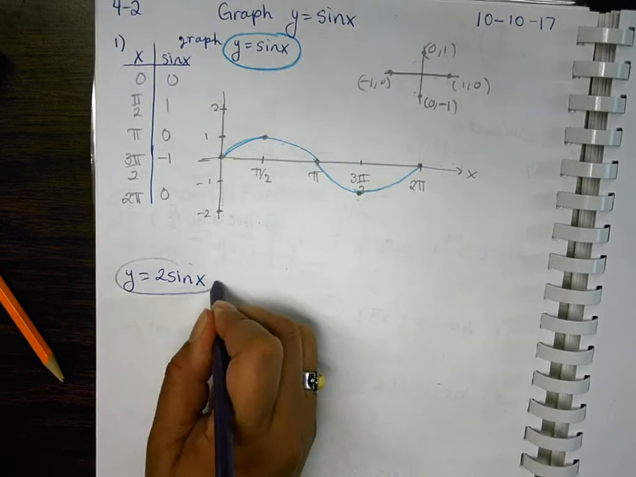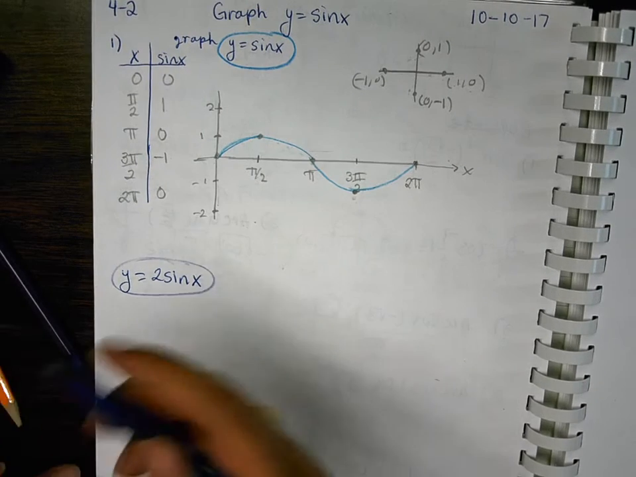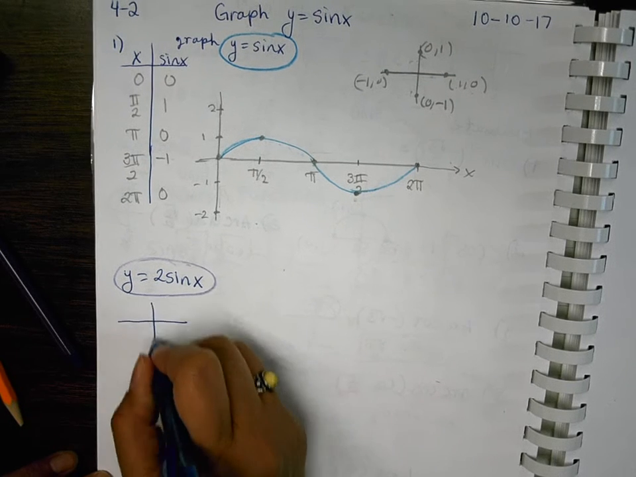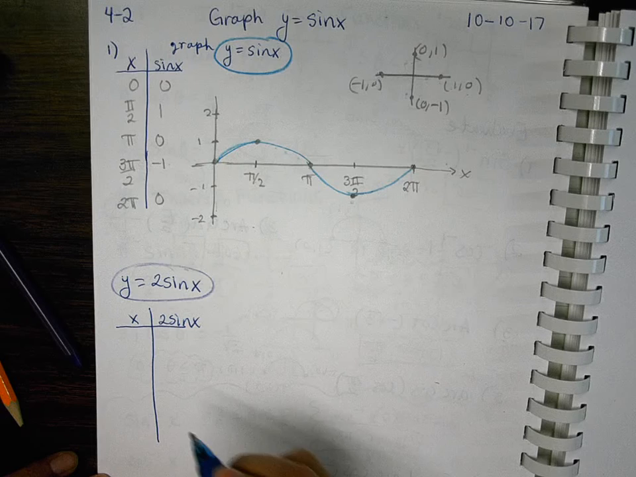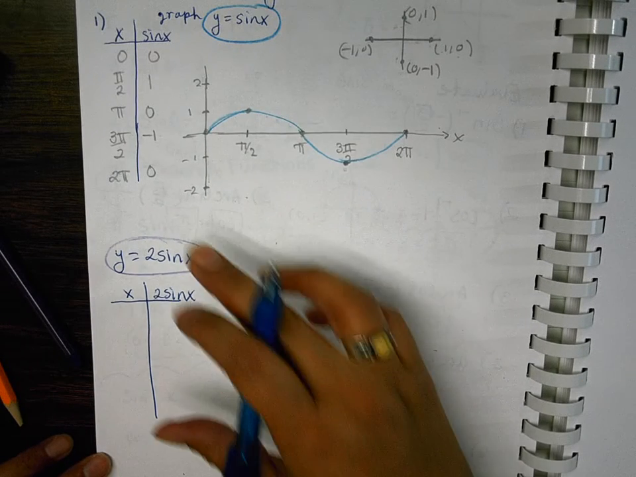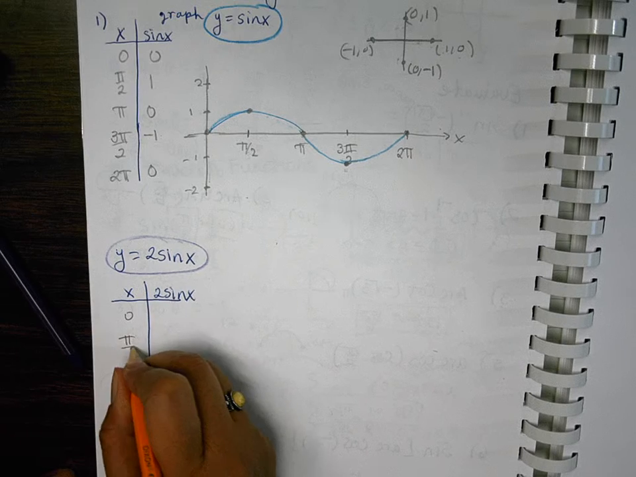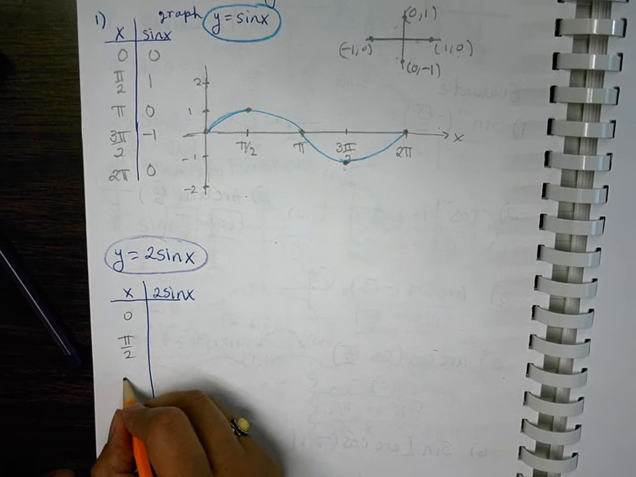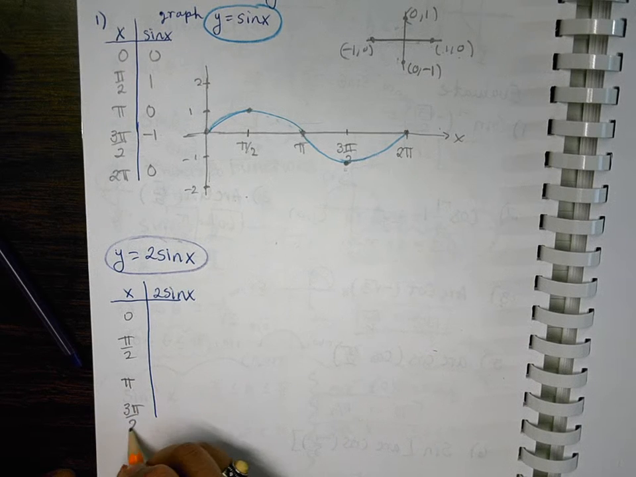I'll do this one in purple. Let's first make our t-chart. x and 2 sine x. And we're going to use the same key points that we did over here: 0, pi over 2, pi, 3 pi over 2, and 2 pi.